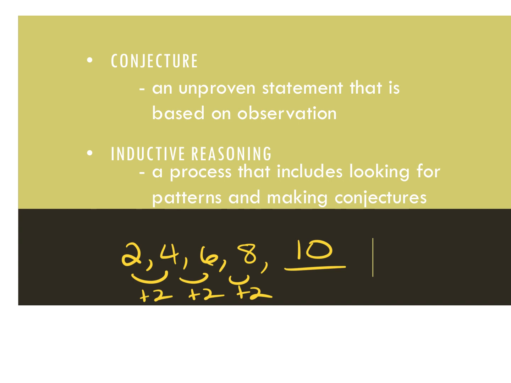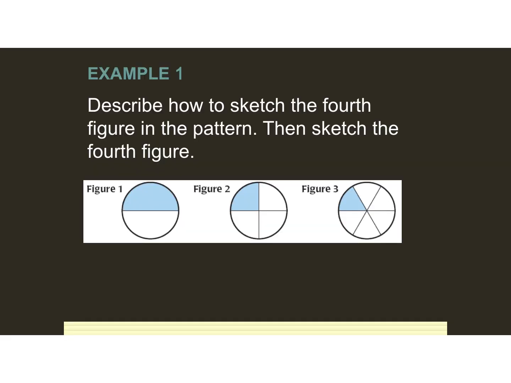Now when you are given a sequence of numbers, if the pattern gets larger, you're either adding to complete the sequence or you would be multiplying. If it gets smaller, you're using either subtraction or division. Now let's look at another pattern question, but this time doesn't have numbers. It's got pictures. So for this one, it says, describe how to sketch the fourth figure in the pattern, and then sketch the fourth figure.